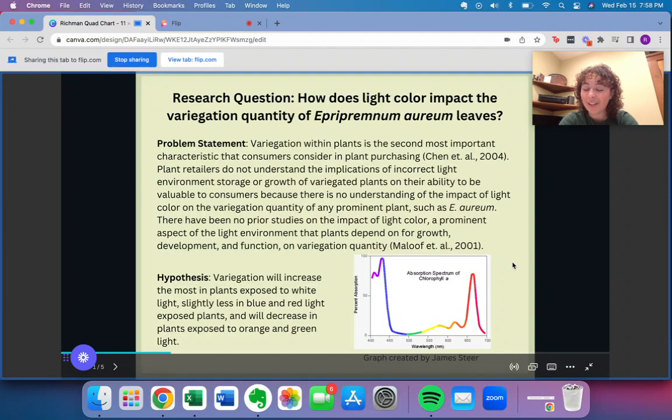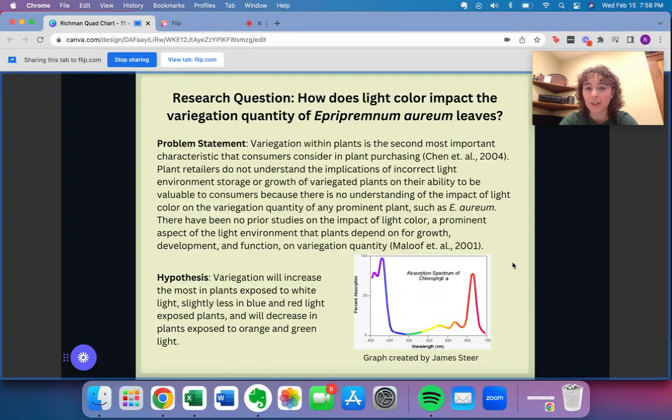I am a senior at St. Paul Academy and Summit School, and I have spent the last 8 months researching how light color impacts the variegation quantity of Epipremnum aureum leaves. So, let's break this question down. First of all, what is variegation?